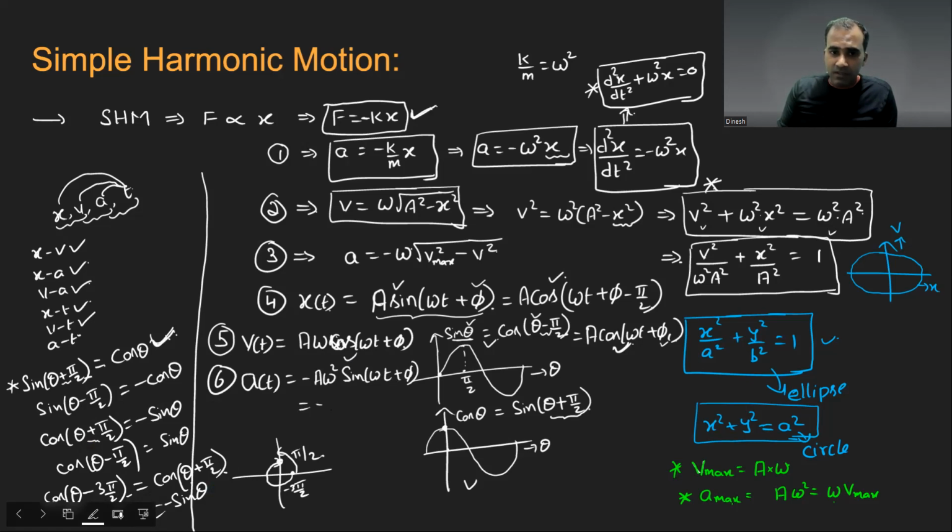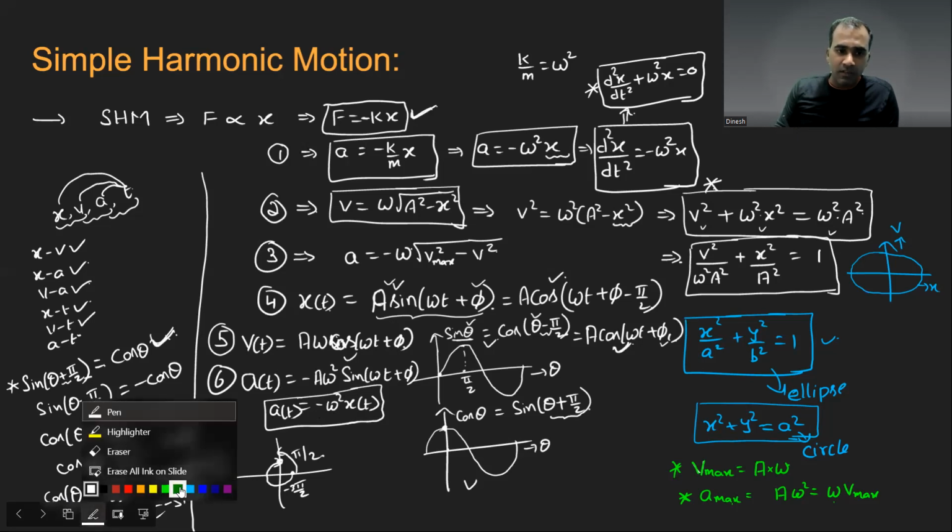If you observe, you just take minus omega square aside. What remains is a sine omega t plus phi, which is same as x of t, minus omega square into x of t. This is the very basic from which we have started this discussion. Acceleration equal to minus omega square times displacement. So we got all the 6 relations, wonderful relations.